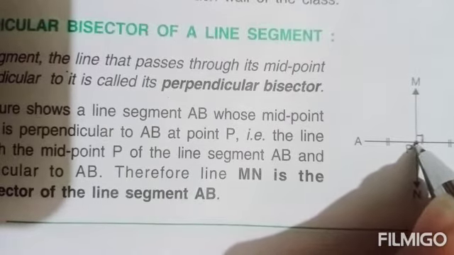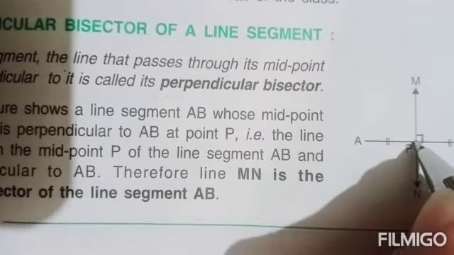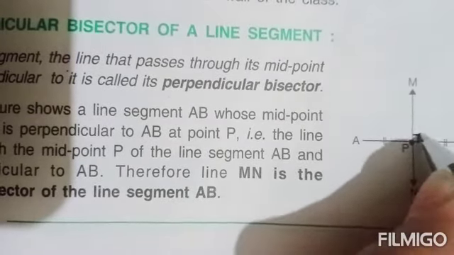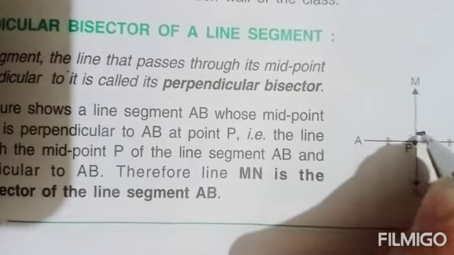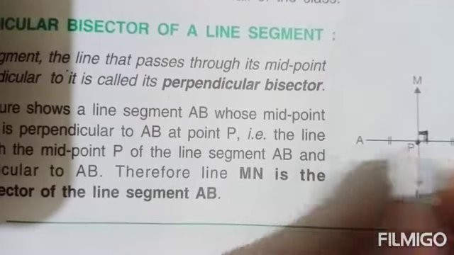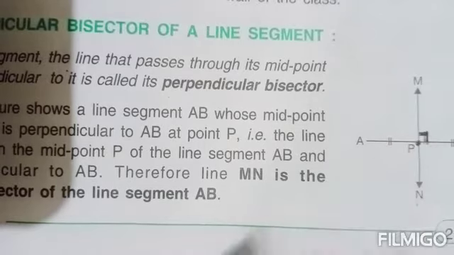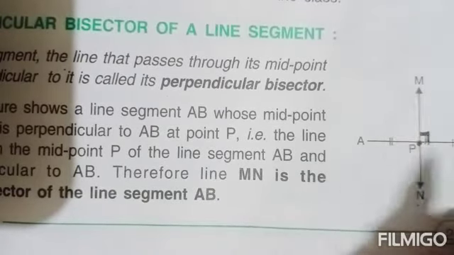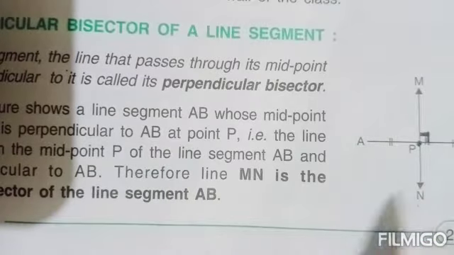Let P be the midpoint of AB. Okay, it passes through the midpoint of AB, and also this MN is perpendicular to AB. That means 90 degree. MN and AB, the angle between those two lines, it is 90 degree. In this case, we can say MN is the perpendicular bisector of line segment AB.